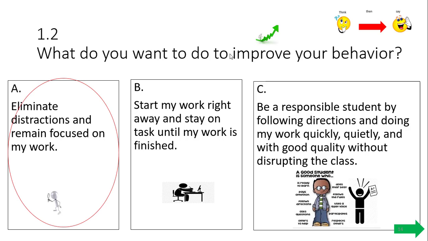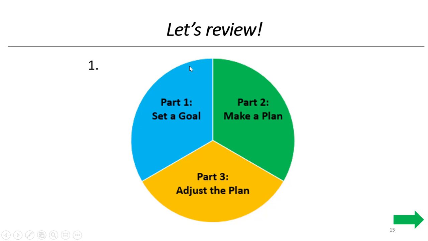Point to A. Eliminate distractions and remain focused on my work. This is what we've been discussing. Remember we talked about the symbol? This is a guy with a magnifying glass. He's very focused on work. Let's review those 3 parts of goal setting. Say them with me. Part 1, set a goal. Part 2, make a plan. Part 3, adjust the plan.